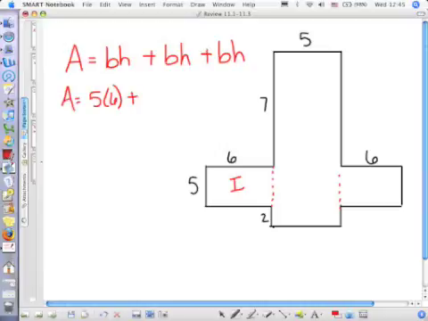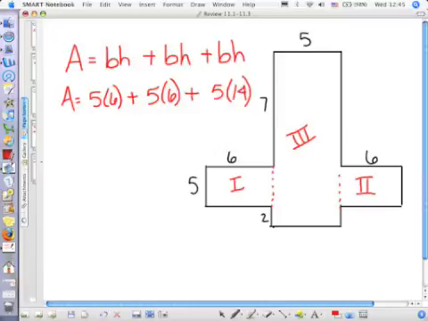Let's call this number 2. What's the base and the height? 5 and 6. Let's call this big one number 3. 5 and 14. How did we get 14? Because 7 plus 5 is 10. This is 7. From here to here is 5. And here to here is 2. So that's 14 total. All right, so that's 30 plus 70, or 130.